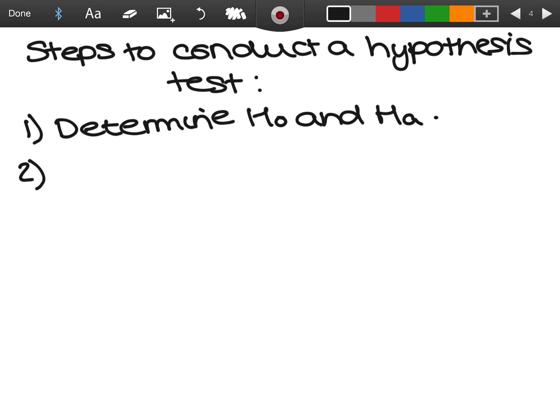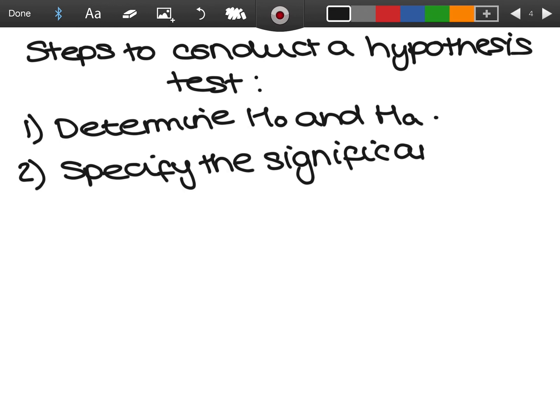Step 2 is actually easy to pick out from the problem, but again, we will do this in 11.2, and that is to specify the significance level. In the problem, they will give you a significance level, and remember, that is the probability of having a type 1 error. So that is the probability that you will actually reject the null hypothesis in favor of the alternative hypothesis when you weren't supposed to. They will give you that in the problem, so you always write that down.